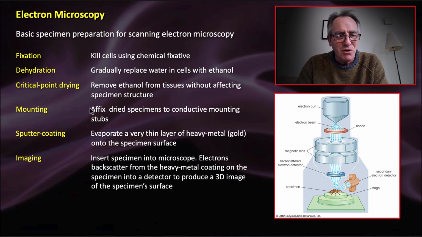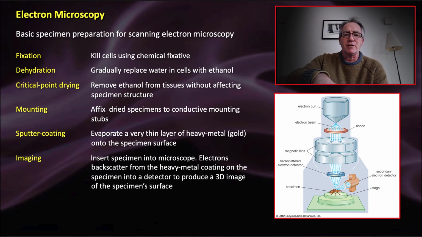Then you want to mount the specimen onto what's called a mounting stub so that you can put it into the electron microscope. And there's an art here as well. If you've got like that picture of the mosquito we were looking at, you don't want your bug to be lying down on its side necessarily.